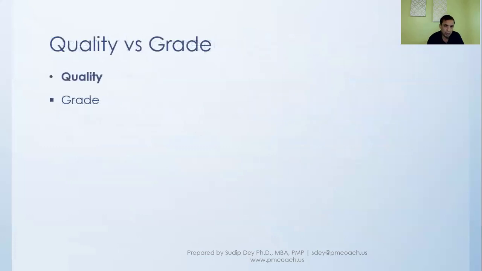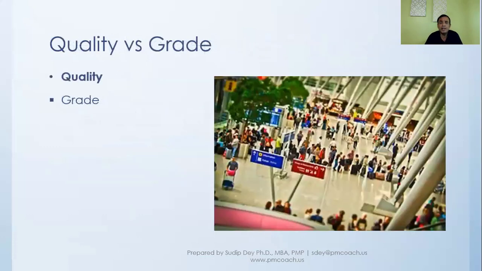Let's look at an example. Let's say you are traveling and you have picked an airline, and when you went to check in, you realize their system is down, and for some technical reason, even the flights got delayed and you're waiting in the queue. Now that's a quality failure, and that should not happen.